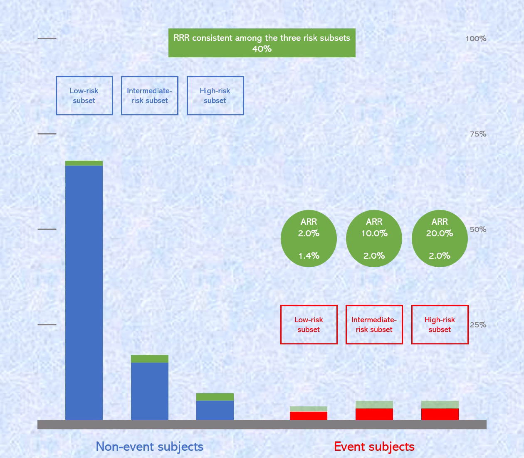These percentages are relative to the specific subset populations though. When related to the overall population, percentages become respectively 1.4%, 2%, and 2%. Also, the relative risk reduction is considered consistent among the three risk subsets, and equals 40%.